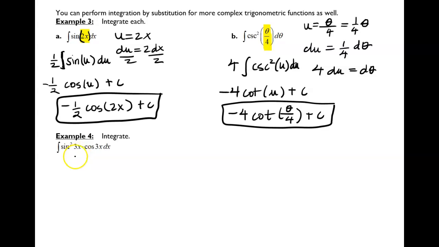In number 4, we have sine squared of 3x times cosine of 3x. So you might think that your u is 3x. So if u is 3x, the derivative of that is 3. That would just make this sine squared u times cosine u du. Have to divide by 3 here. But I still don't know how to find that antiderivative. So I'm going to have to make my u something a little bit bigger.